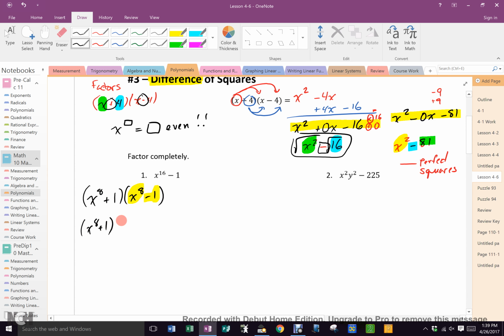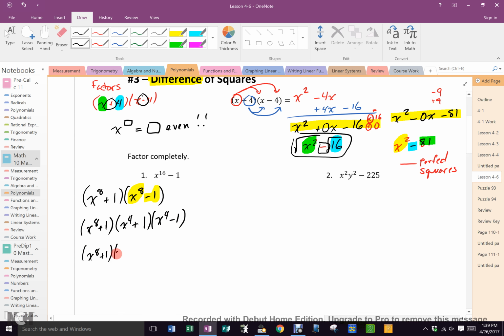What's the square root of x to the 8th? X to the 4th. Plus, what's the square root of 1? What's square root of 1? 1. Then I just do the same thing. X to the 4th minus 1. Can I go any further? Why can I go further? 4 and 1. Can I forget about these guys? Nope.